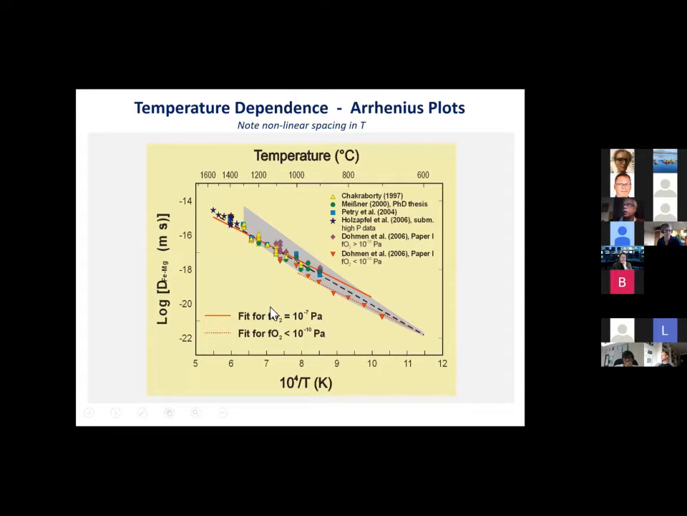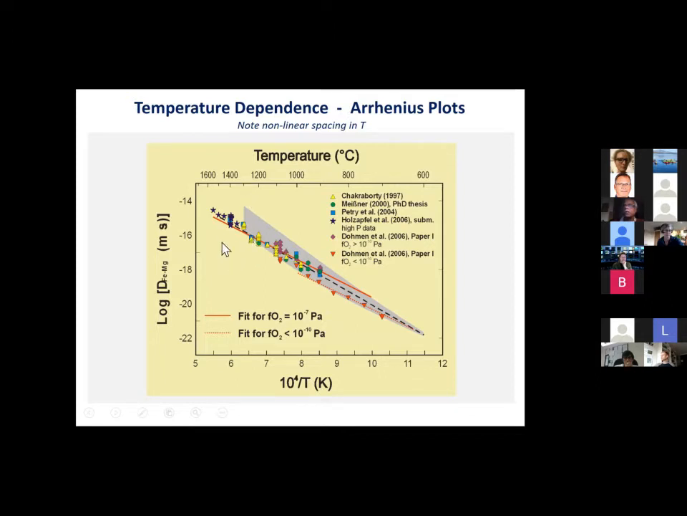And there are two points I want to make with this diagram. First of all, it depends strongly on temperature. You see that going from about 1400 to 1500 degrees to close to 600, 700 degrees, the diffusion coefficient changes by 7 orders of magnitude. So it's a very strongly temperature dependent process.